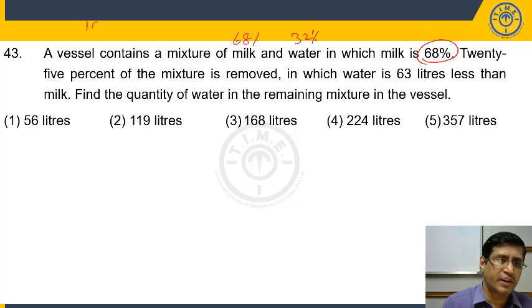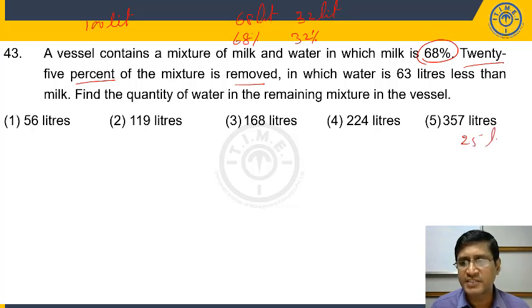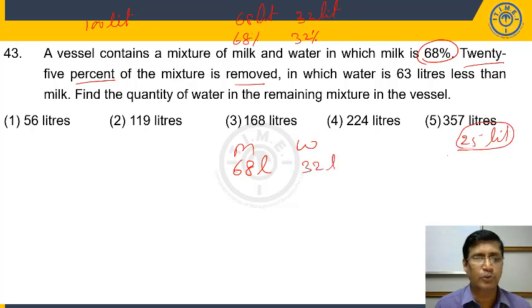If you take the total quantity as 100 liters, here you will get 68 liters of milk and 32 liters of water. Now 25% of the mixture is removed. 25% means in 100, 25 liters. In the 25 liters, milk and water. Here 68 is the original value. 68 liters and 32 liters, and 25 liters is taken out.